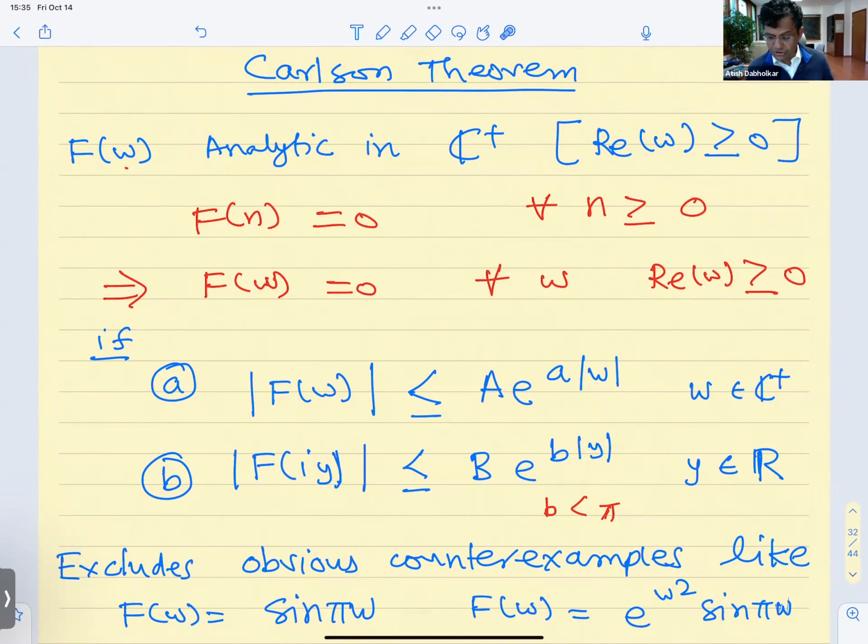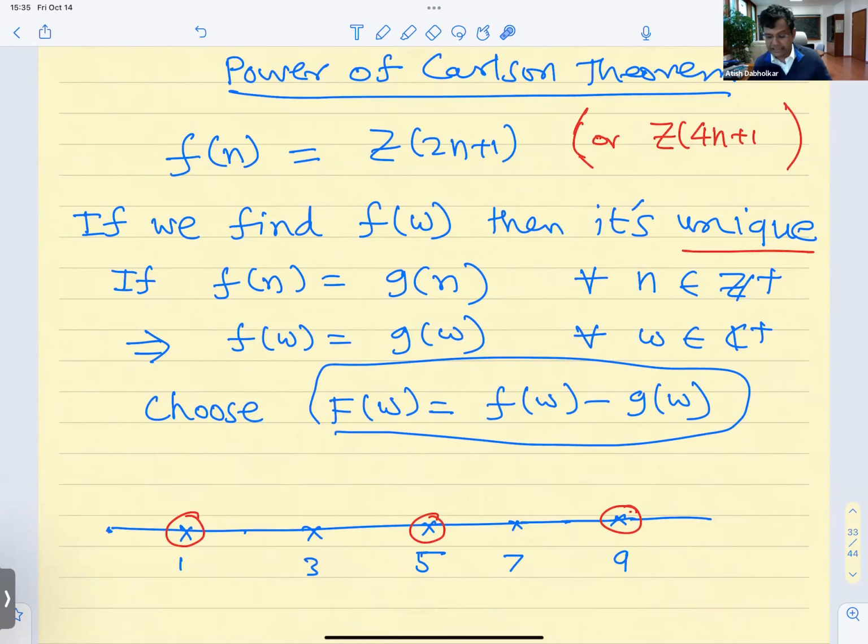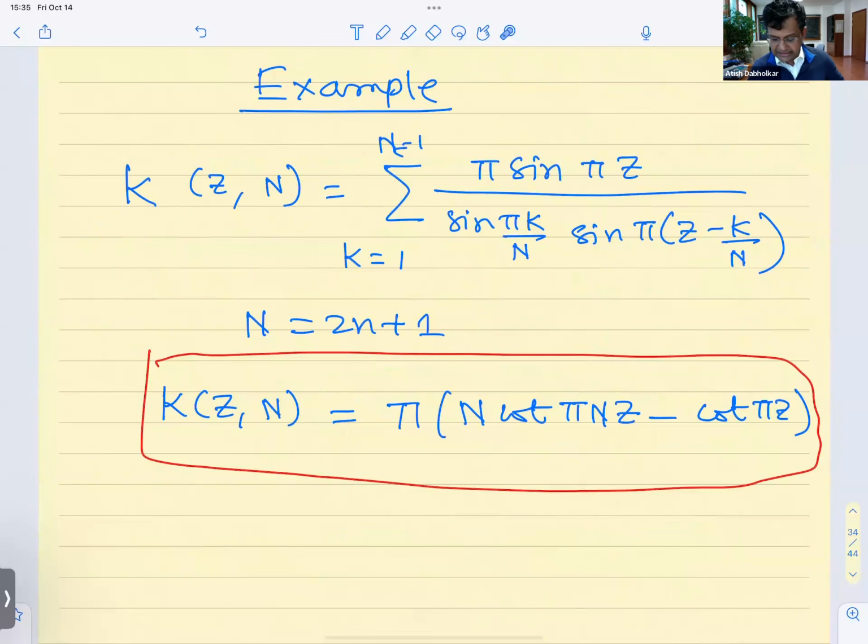And this can be used to prove uniqueness. So if you find a function f of w which takes the value f of n, for example, z of 2n plus 1 that we have constructed, then for any other function which has the same values, you are guaranteed that the two functions will agree simply by considering the difference between the two and then applying Carlson's theorem. A good example is this function, which looks pretty complicated, but this is its analytic continuation, and by Carlson's theorem, this is unique. It doesn't matter how you constructed it, whether you took only odd integers or integers which are 4m plus 1, you'll get the same answer by uniqueness.